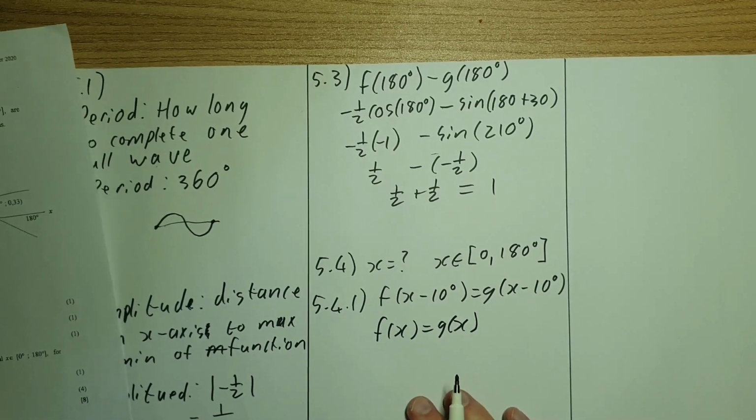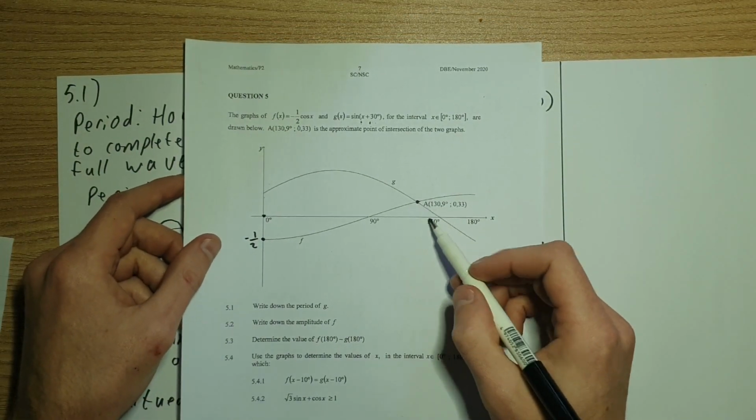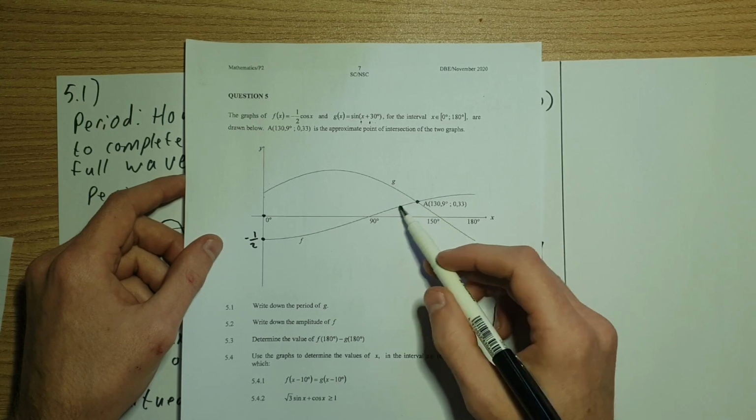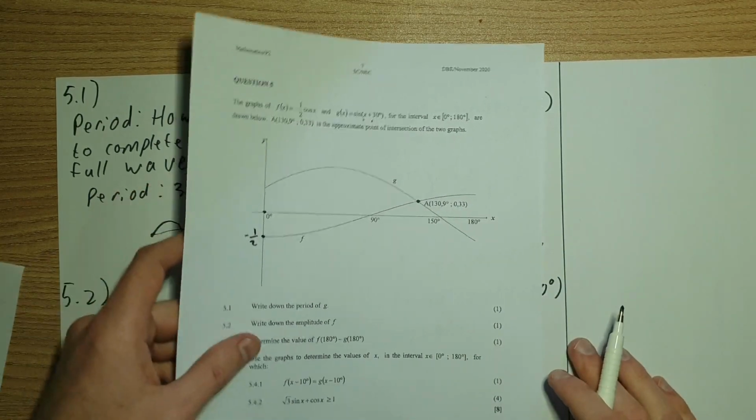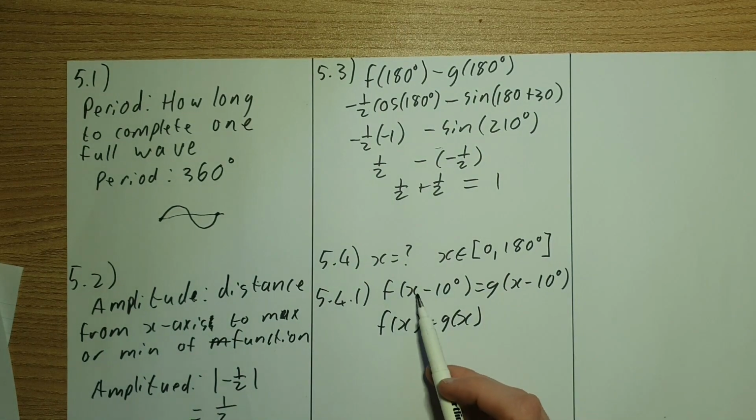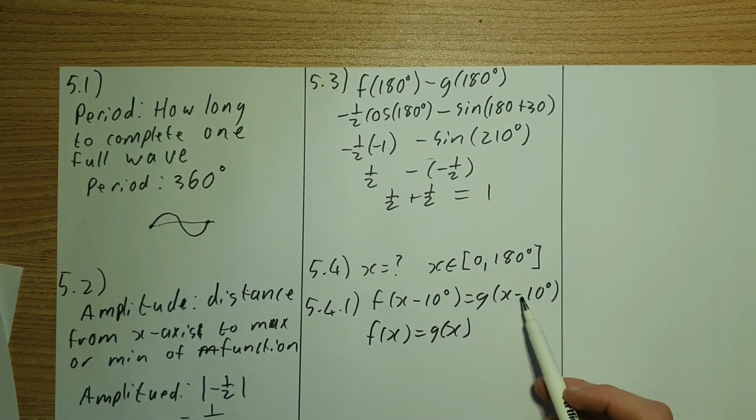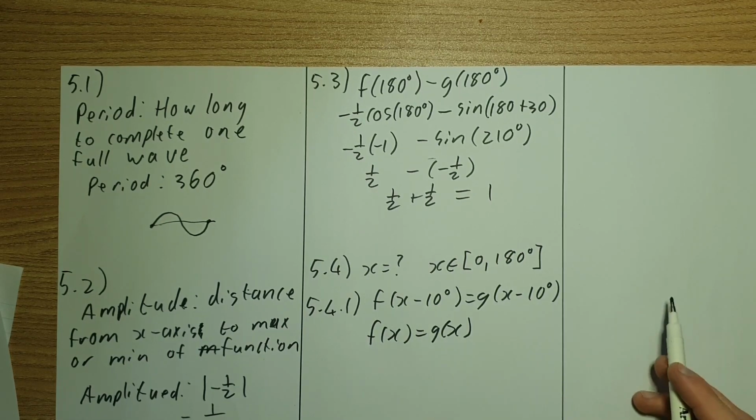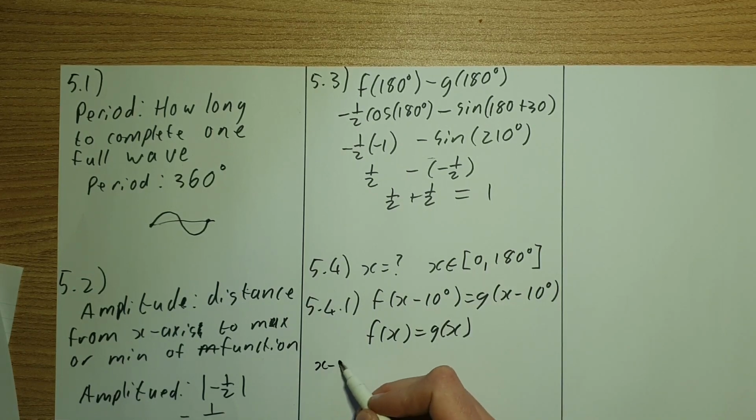Why? It's given over here at the point A. They told us A is where f of x intersects g of x, which means they are equal at that exact point. But now look what's happened. We've said x minus 10 degrees and x minus 10 degrees. So both graphs have shifted by 10 degrees to the right, because of the negative. Because it's x minus 10, we've shifted right.